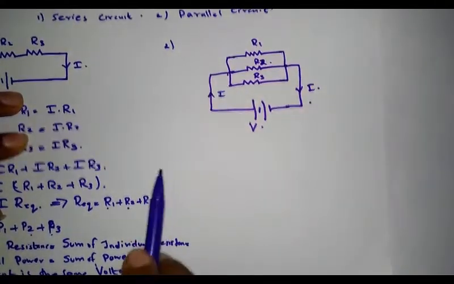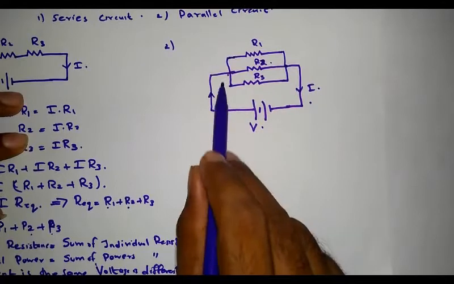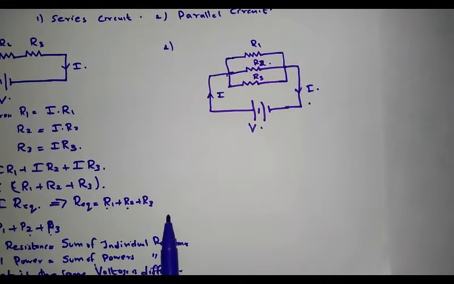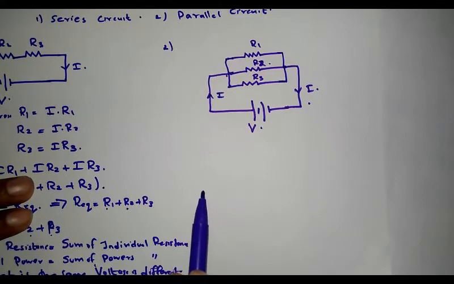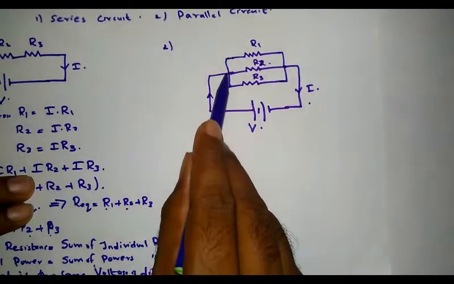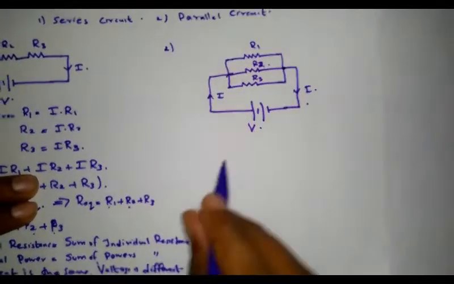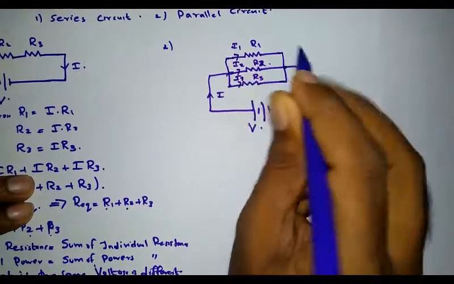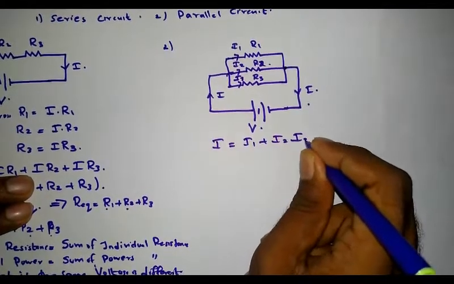When current I reaches this point, we can see there are three different paths for current I to flow. That is, a portion of current I can either flow through R1, flow through R2 or flow through R3. These are the three different paths for the current to flow. Therefore, in a parallel circuit, we can conclude that the current flowing through the three different resistors is different. That is, this current I splits into three parts and then again they join here into a single current I. Therefore, we can represent the current I1 flowing through R1, I2 flowing through R2 and I3 flowing through R3, where total current I is the sum of I1 plus I2 plus I3.